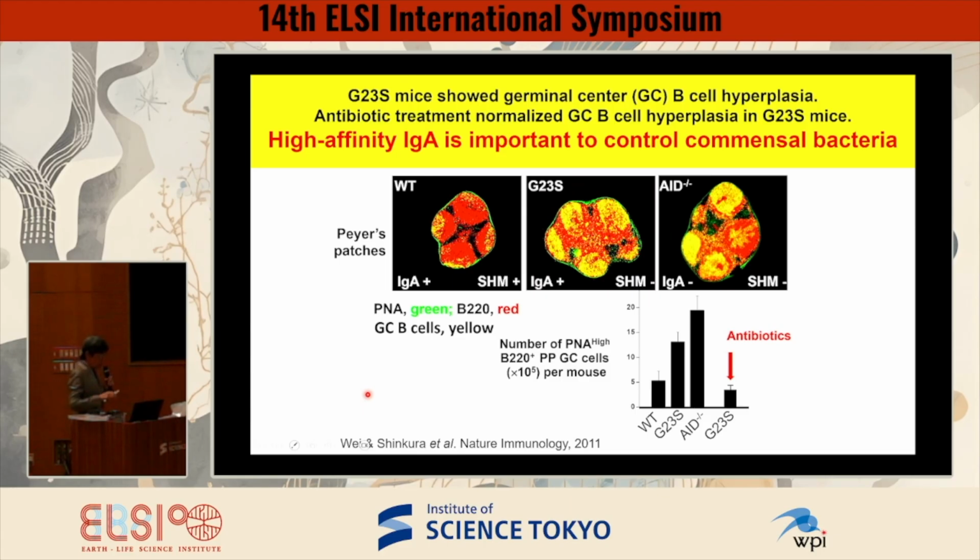In other words, G23S mice lost the high affinity IgA, so high affinity IgA is probably important to control the commensal bacteria. Indeed, in these mice, the gut microbiota is in a dysbiotic condition.